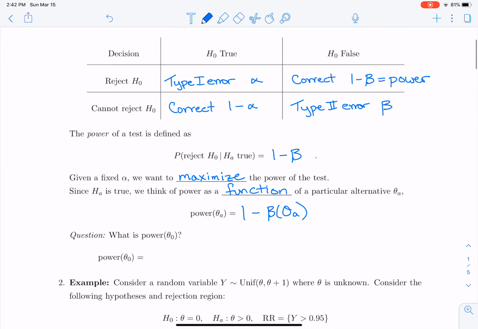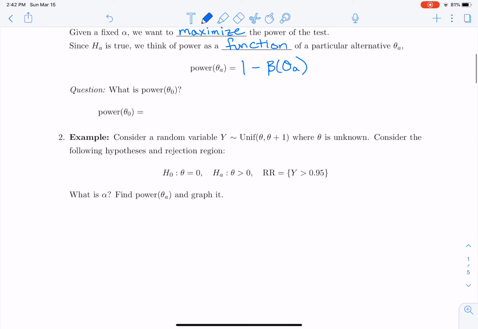You can ask a question such as, what is the power of theta sub 0? That would be the probability that we reject the null hypothesis, given theta equals theta 0, or H0 is true. But that sounds a lot like our definition of type 1 error, or alpha. So the power of theta 0 is actually alpha.